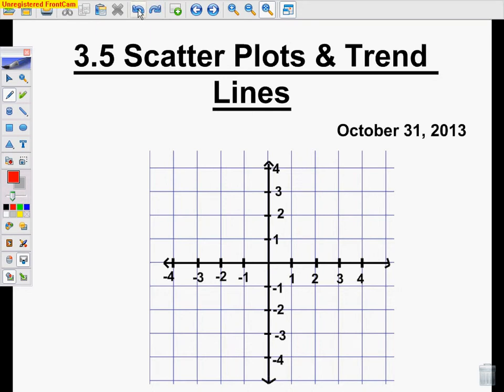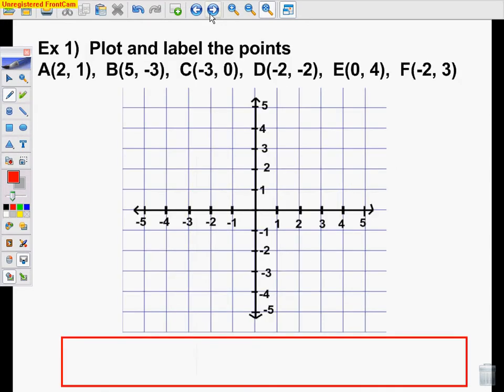The x-axis and y-axis divide our coordinate plane into 4 quadrants. So we have quadrant 1 here, quadrant 2 here, quadrant 3 here, and quadrant 4 here. Those are just some terms that you need to make sure you keep in your mind. Once again, you don't need to write this one down.